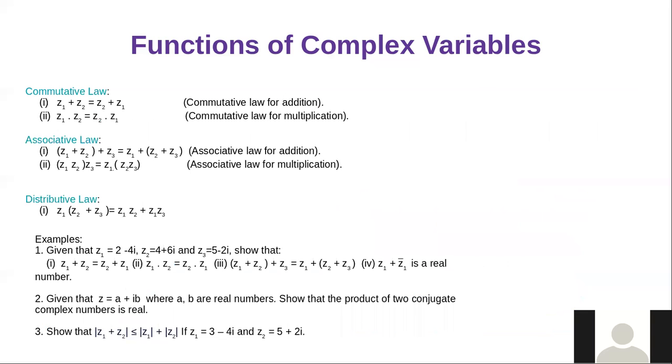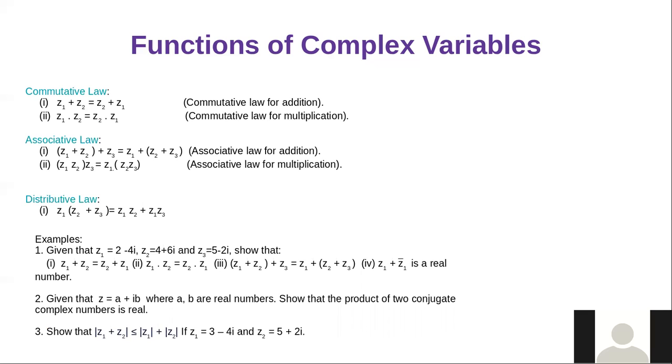Now, like I said earlier on, the commutative law: when you have two complex numbers, let's say Z1 and Z2, if you add them, they should give you Z2 plus Z1. In this case, we say it is the commutative law for addition. If you multiply them also, it is known as the commutative law for multiplication. The same thing when you have three complex numbers, they should be distributive.